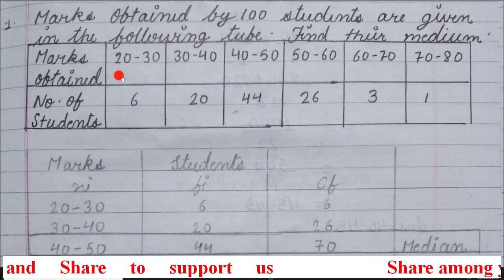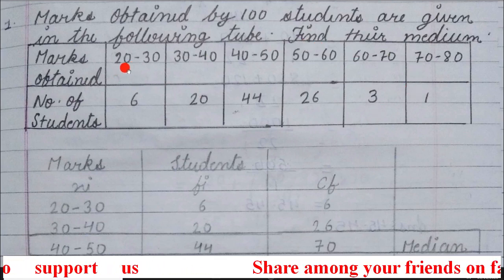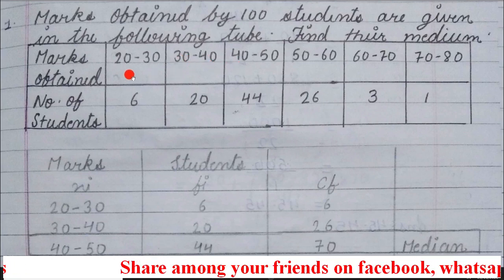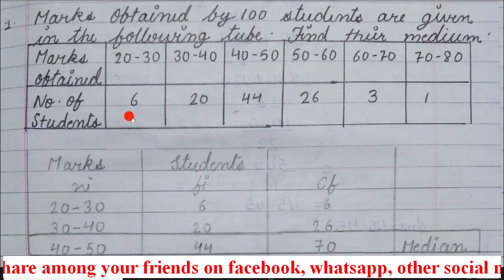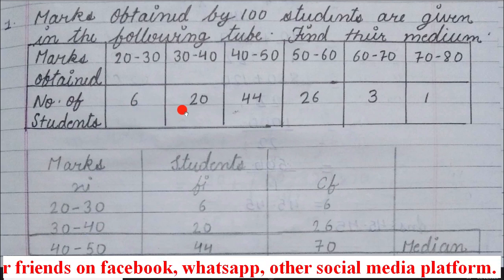We have to find out the median for this table, and in this you can see the data. Data are in groups: 20 to 30, 30 to 40. Since the data are in groups, that's why it is named as grouped frequency distribution table. So we are going to learn how to find out median.